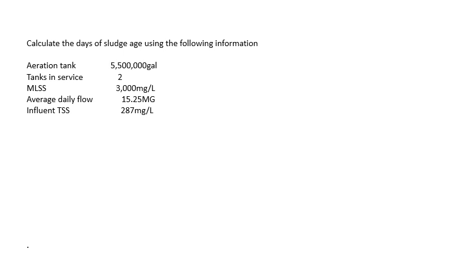Calculate the days of sludge age using the following information. You have an aeration tank of 5,500,000 gallons. You have 2 tanks in service. The MLSS is 3,000 milligrams per liter. The average daily flow is 15.25 million gallons, and the influent TSS is 287 milligrams per liter. So this one's going to take a little bit more math.